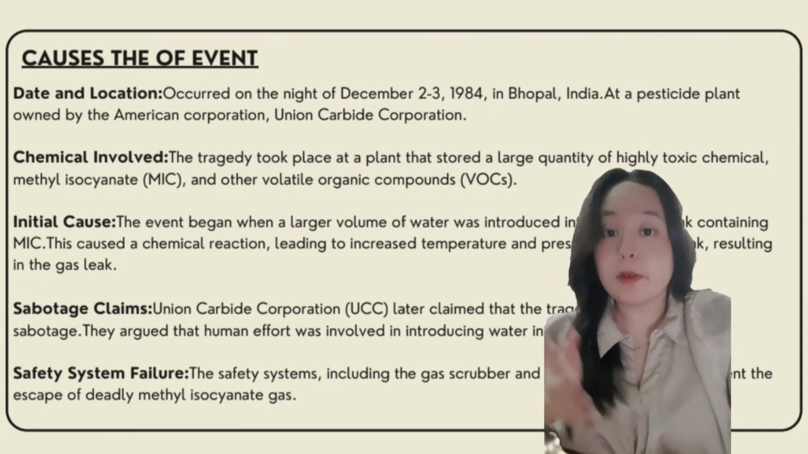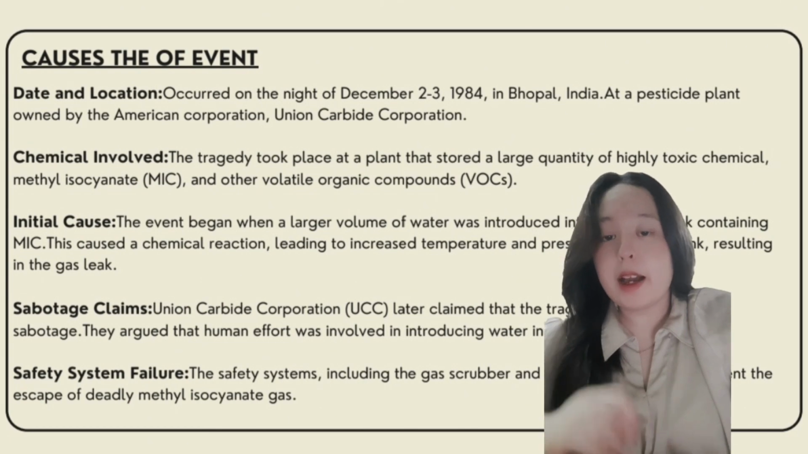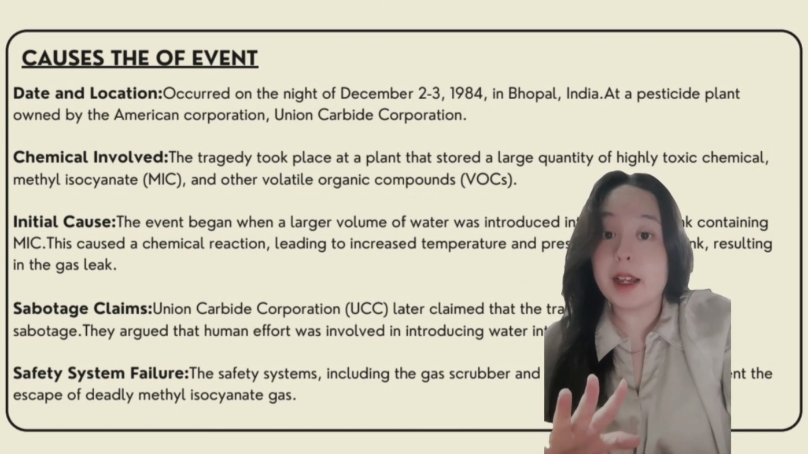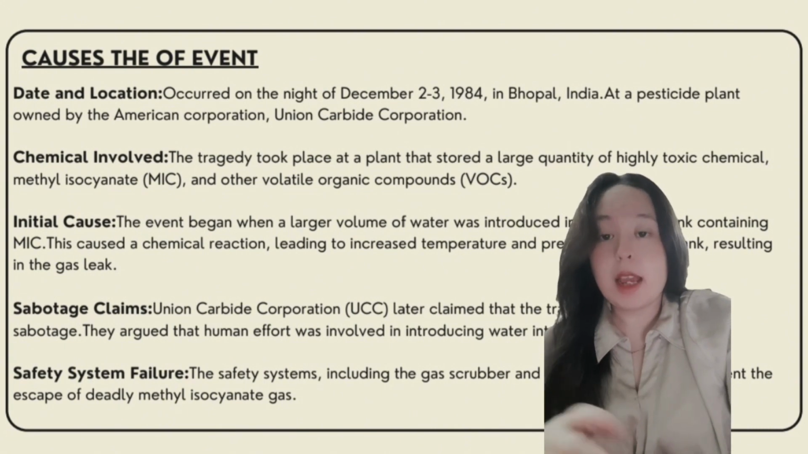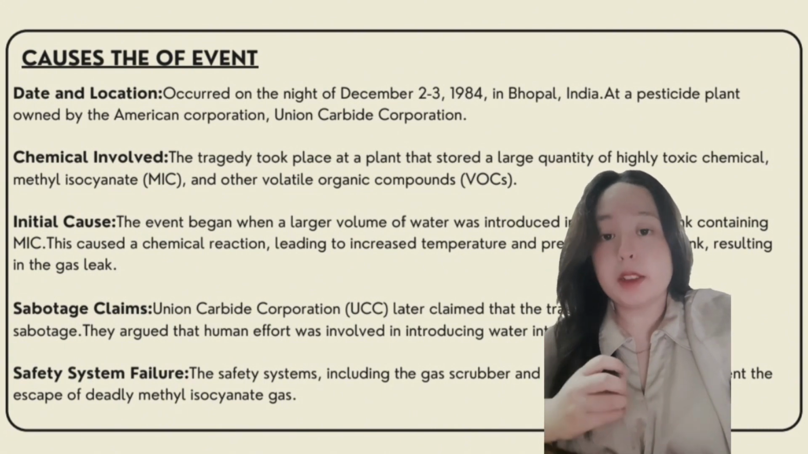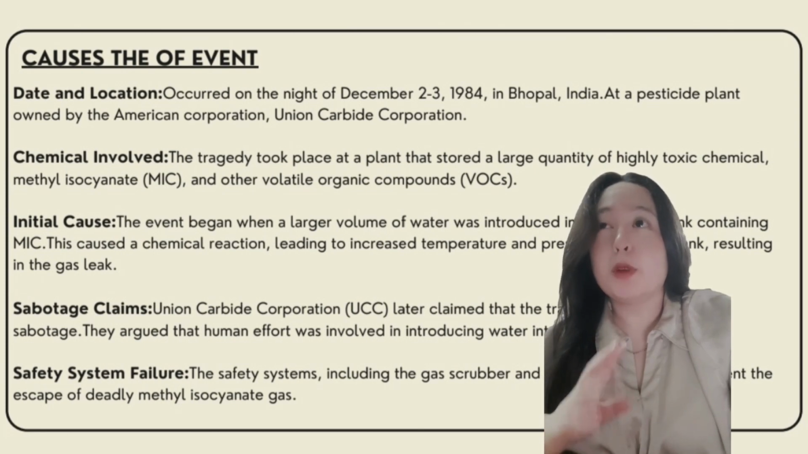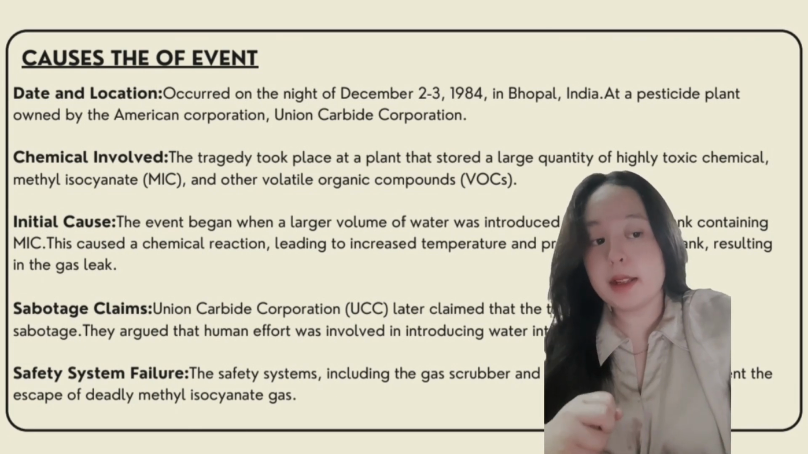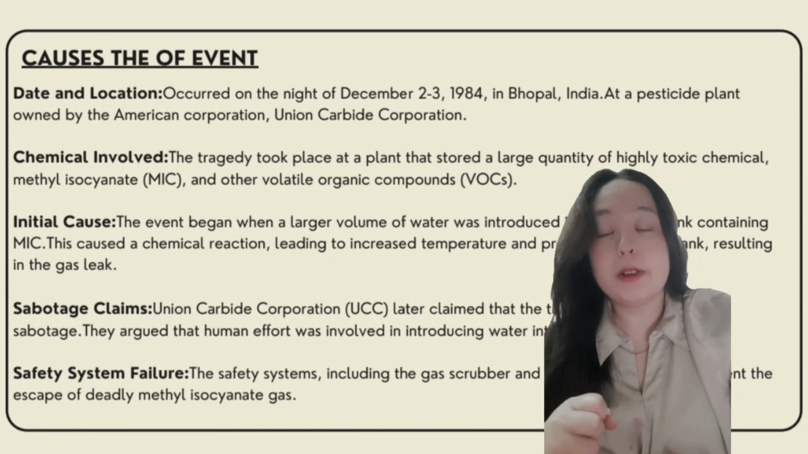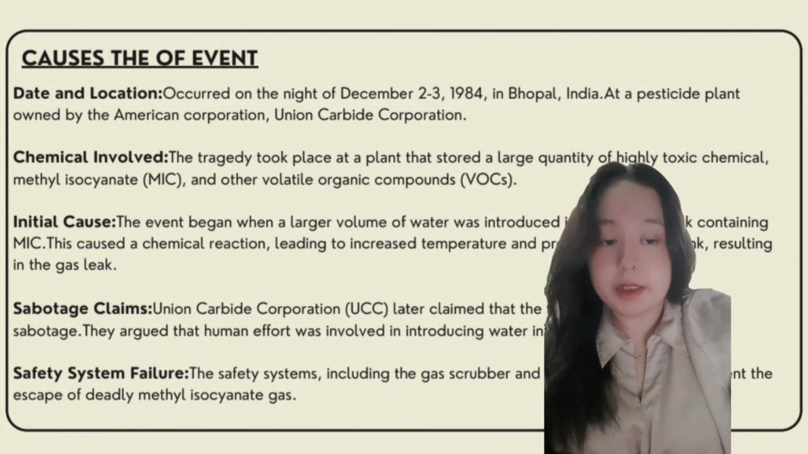So the next one is the causes of the event. As you can see, I have listed 5. Firstly, date and location. The Bhopal tragedy happened on the night of December 2 or 3 in 1984. The location was Bhopal, India, at the pesticide plant owned by the American corporation Union Carbide Corporation.